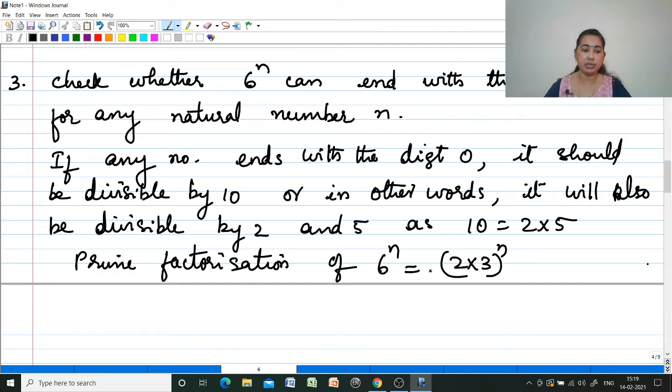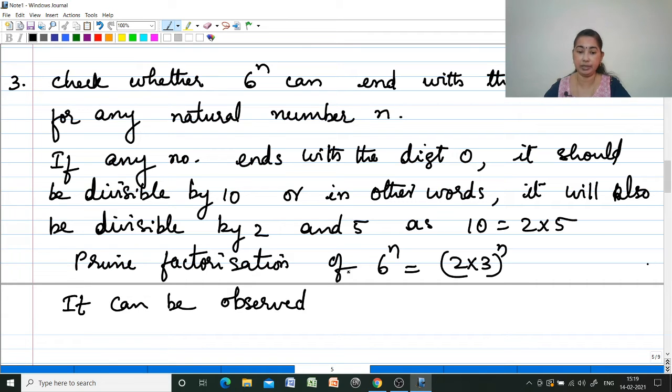And it can be observed that 5 is not in the prime factorization. Here 5 is not there. It is not there in the prime factorization of 6 raised to n. Hence, for any value of n, 6 raised to n will not be divisible by 5. So, we can write it as it can be observed.